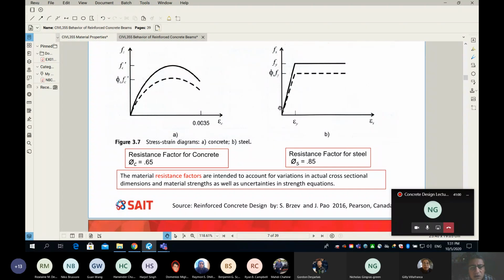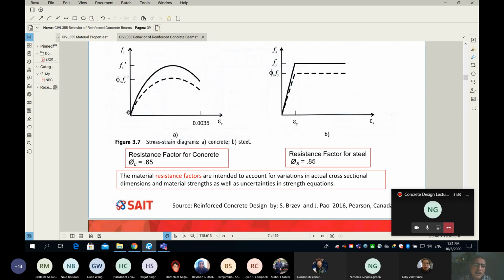And resistance factors are reduction factors. It means that because of the variability of the material, we are going to assume less than F yield. Those numbers are called phi sub s and phi sub c. You remember the number is 0.85, so 85% of F yield. So we take the entire curve and then multiply it by 85%.